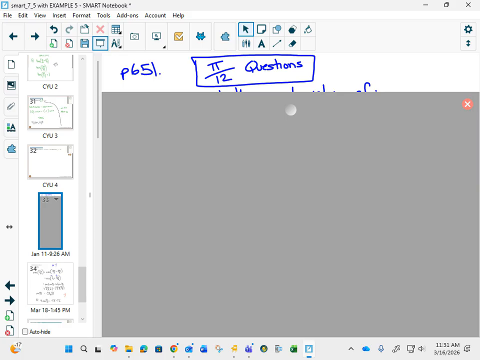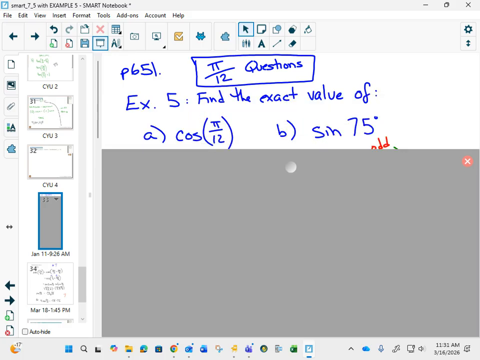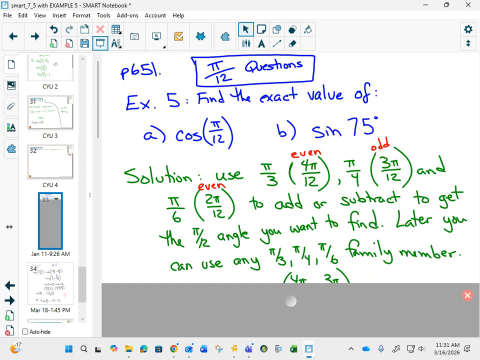So what it's going to look like, you're going to get a question that looks like this. Find the exact value of cos of pi over 12, and it's not going to be on the calculator section of your test. And right now, is pi over 12 on your pi plate? No. Is 75 degrees on your pi plate? No. So here is the strategy.